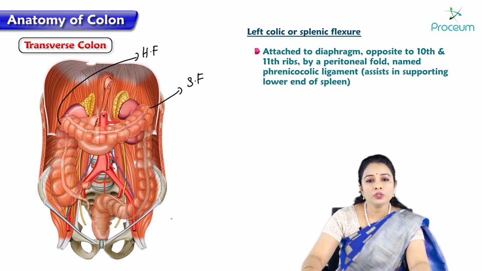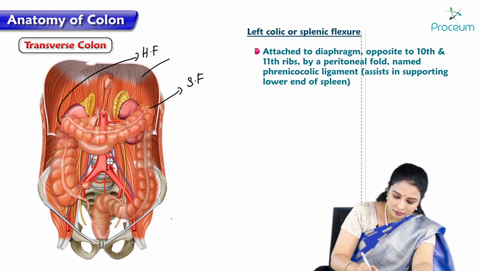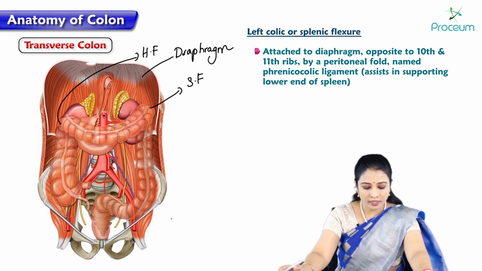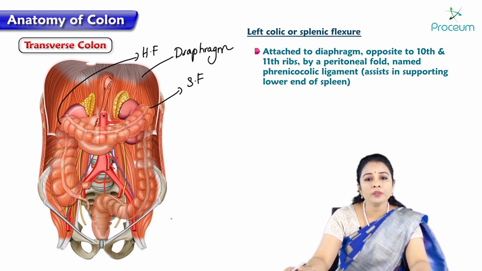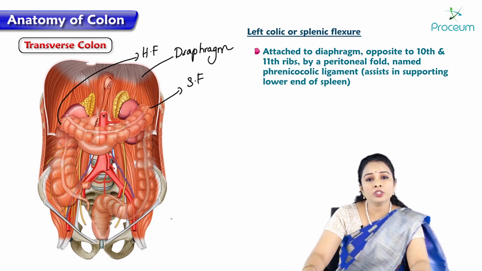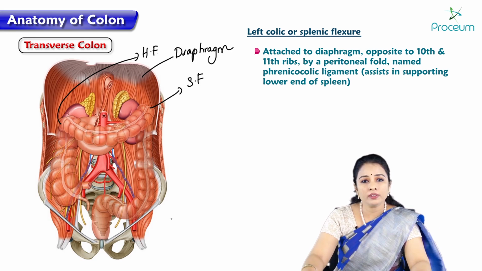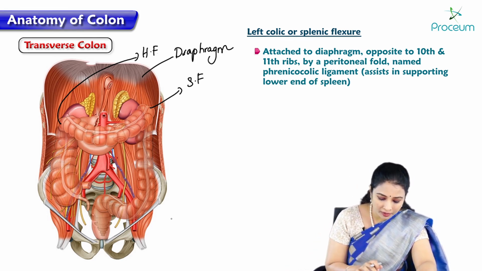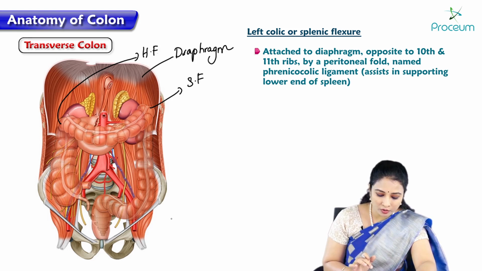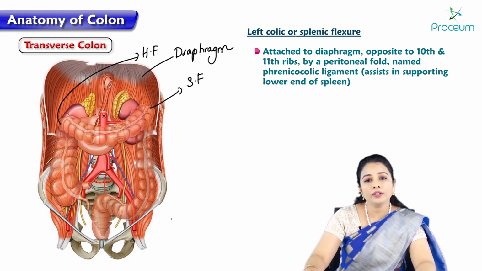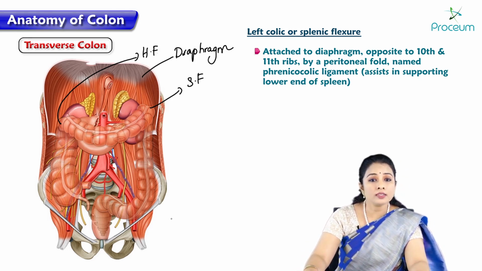It is attached to the diaphragm opposite to 10th and 11th ribs. So you can see the diaphragm. So it is attached to the left dome of diaphragm, opposite to 10th and 11th ribs, by a peritoneal fold named phrenicocolic ligament. So the ligament between the splenic flexure of colon and diaphragm is called phrenicocolic ligament, which assists in supporting the lower end of the spleen.